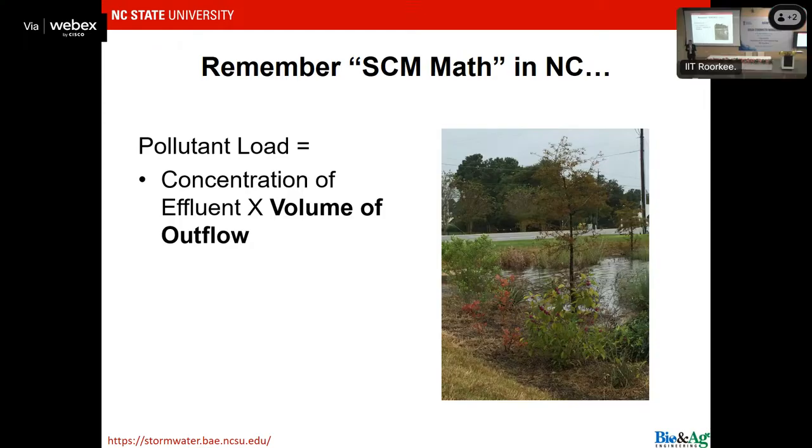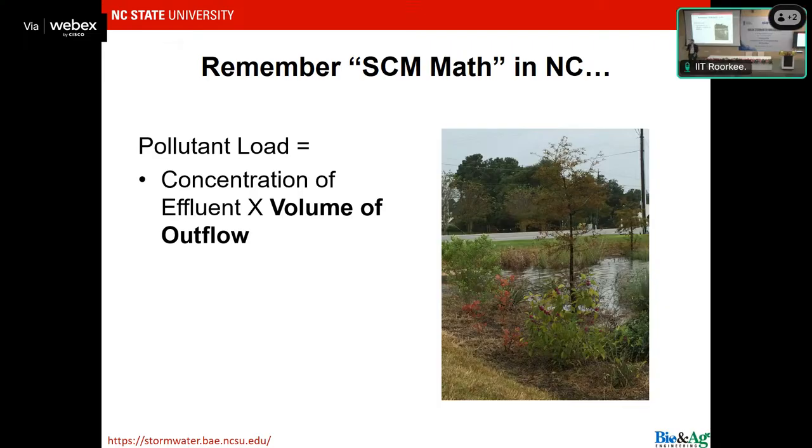But if it's a bunch of kgs, then that's a problem, because that's what is going to contaminate and hurt the fish and all that. So if you can reduce the volume of water being discharged from your practice, then you're going to reduce your pollutant load. If a lot of water comes in and a little water leaves, even if you don't change the concentration from here to here, you've reduced your pollutant load.